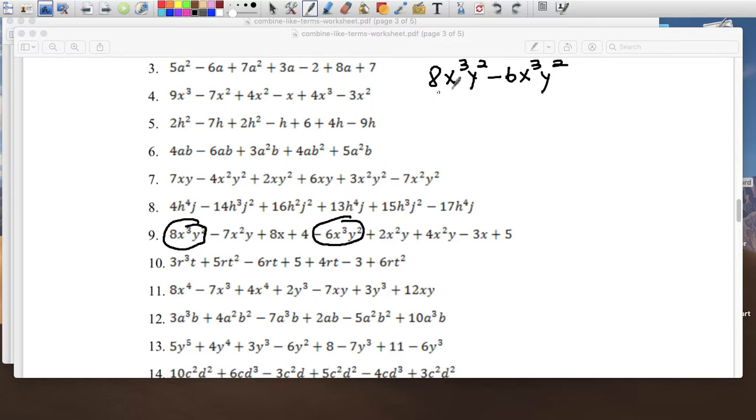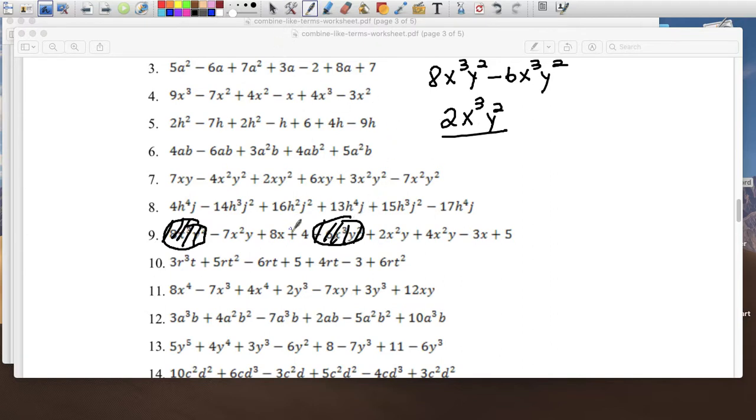We're subtracting, right? So we don't even have to change it to an addition problem because that just says 8 minus 6. And we all know that 8 minus 6 is just 2. So it's going to be 2x3y2. So this and this becomes this. Okay, let's do another one.